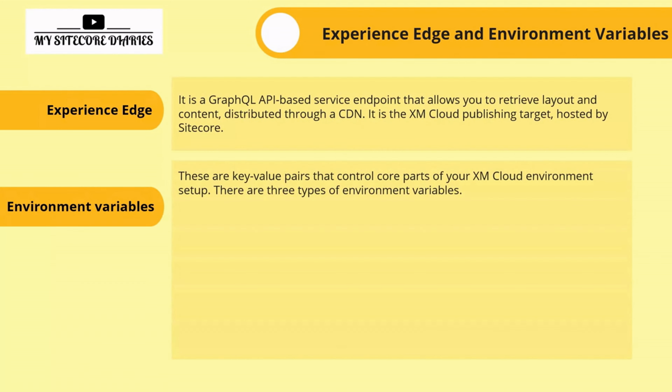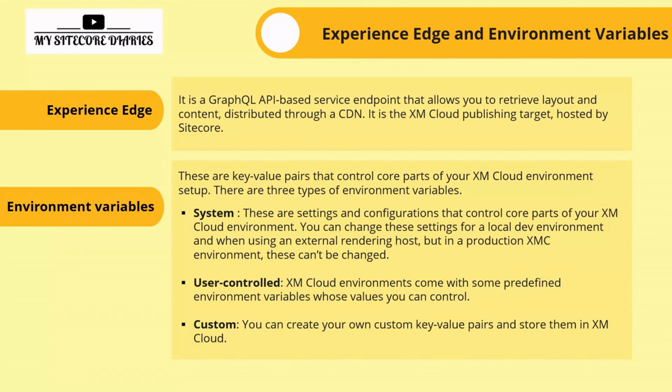Then environment variables. Okay, so environment variables are key value pairs that control core parts of your XM Cloud environment. So it's an environment setup. It is basically an environment related variable which you must have used in multiple applications. Like if you want to change any values depending on your environment, you can set that up in the environment variables. So there are three types of environment variables Sitecore XM Cloud provides. One is the system, another is the user control, and custom.